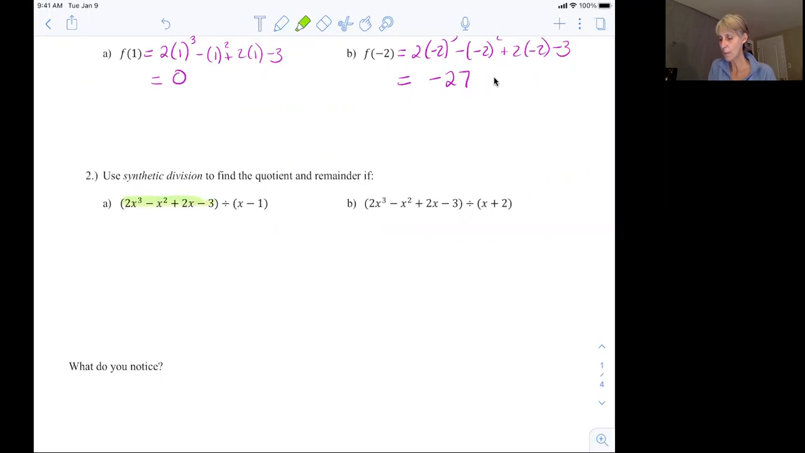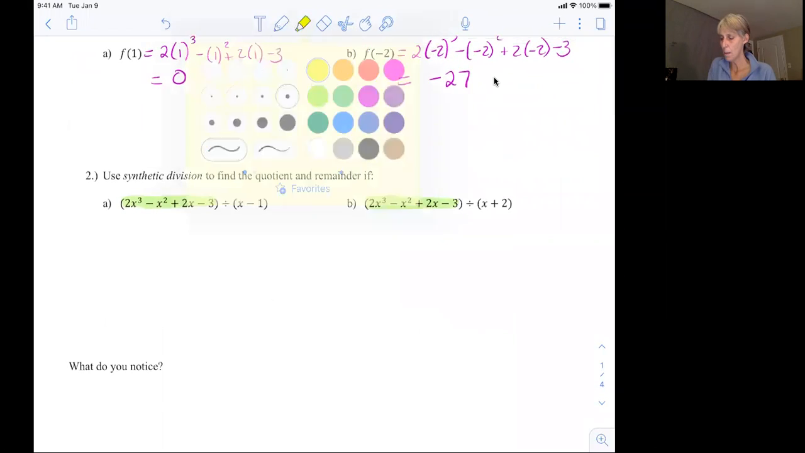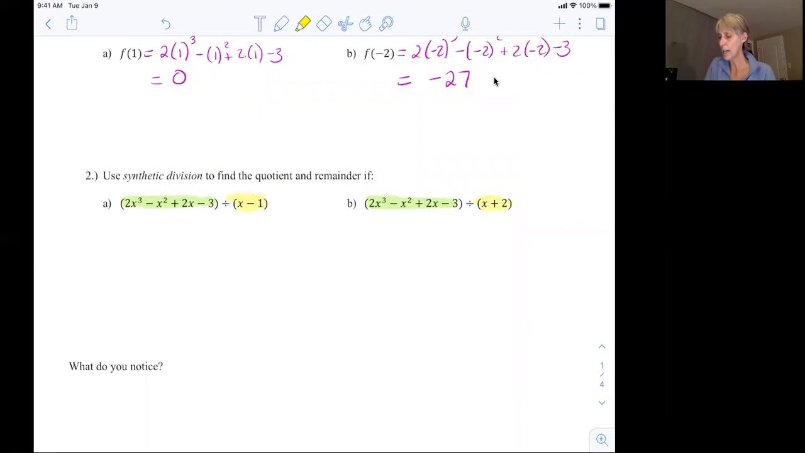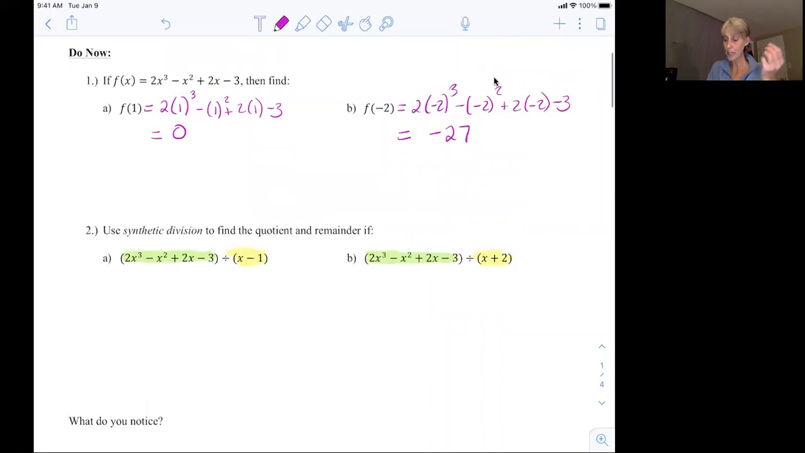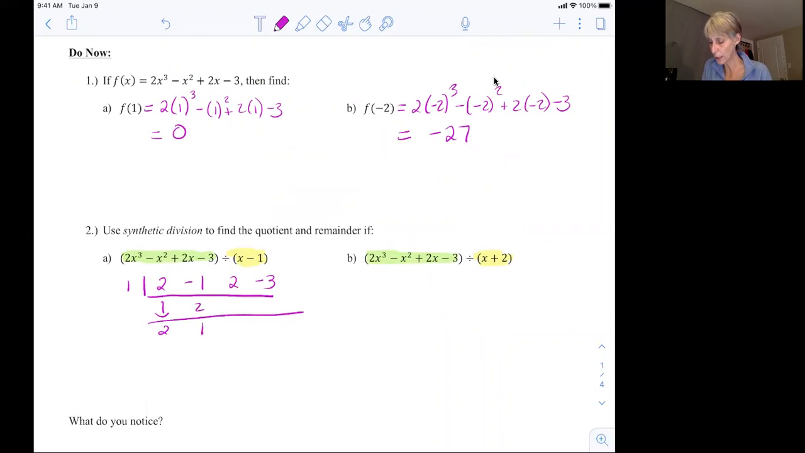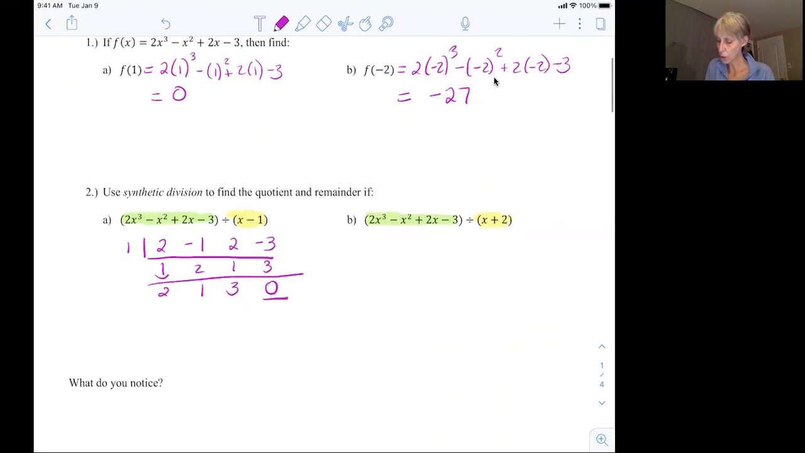And now notice, I'm dividing the same function, but this time I'm dividing by x minus 1 and I'm dividing by x plus 2, which means when I set up synthetic division, I'm using a 1 outside. 2, negative 1, 2, negative 3. This you should be able to do fairly quickly because we reviewed this yesterday. So my quotient would be 2x squared plus x minus 3, and my remainder would be 0.